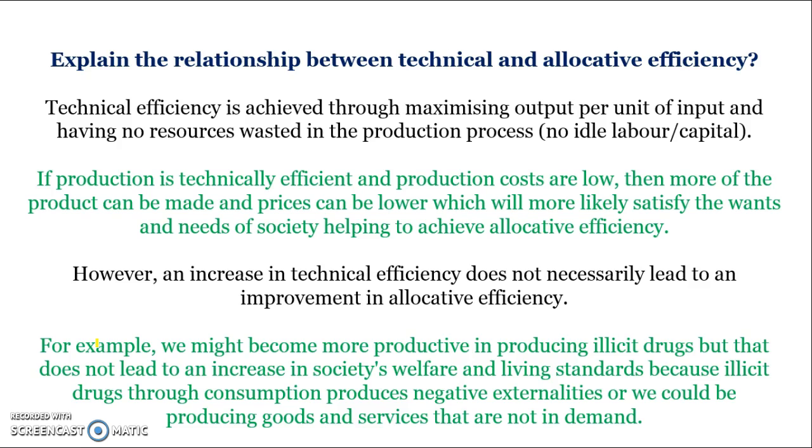Explain the relationship between technical and allocative efficiency. Again, technical efficiency is achieved through maximizing output per unit of input, having no resources wasted in the production process. If production is technically efficient and production costs are low, more of our wants and needs are satisfied, which is likely to lead to improving allocative efficiency. However, an increase in technical efficiency does not necessarily lead to an improvement in allocative efficiency. Then provide some examples of how we can be productive, but our society's welfare might not be maximised because of illicit drugs, negative externalities, and so on.